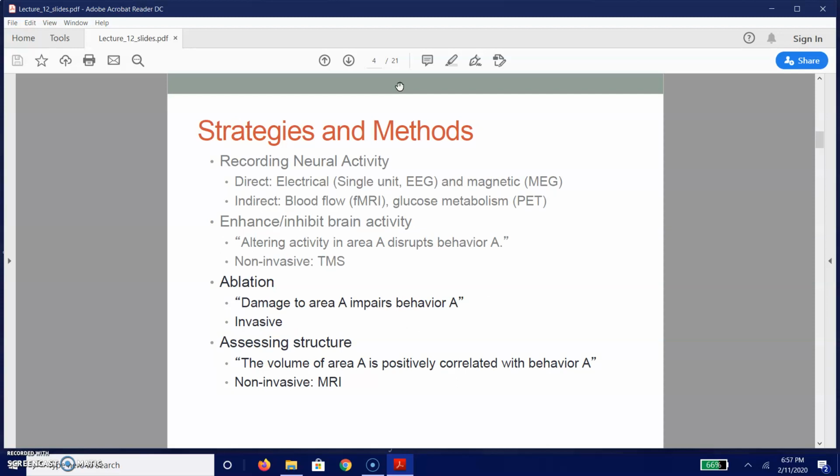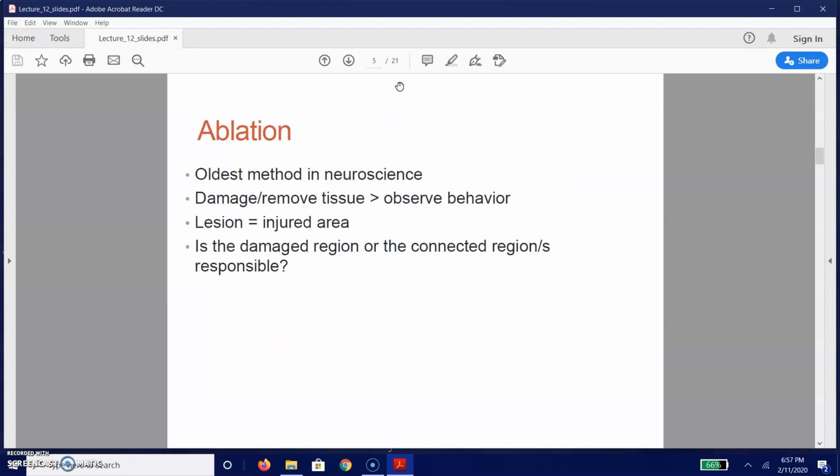We talked about EEG, MEG, and we've talked about single cell recording and TMS. So now we're going to talk about ablation. Ablation is by and large the oldest method in neuroscience that has been used to actually look at the functions of the brain. Now, this is something that we do in both humans and animals.